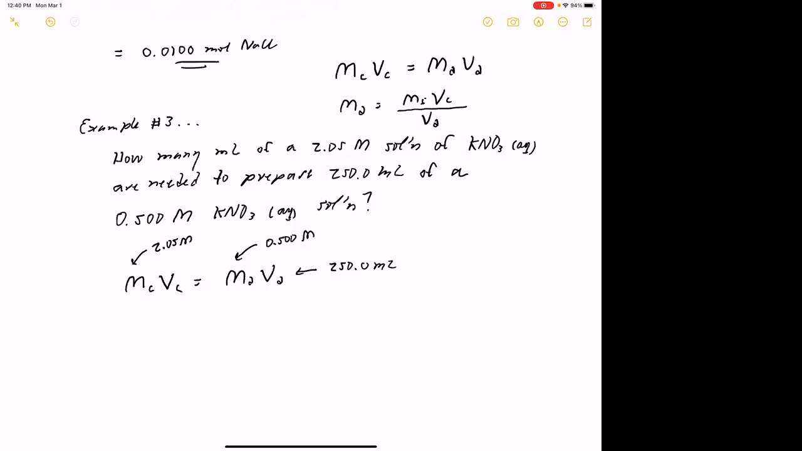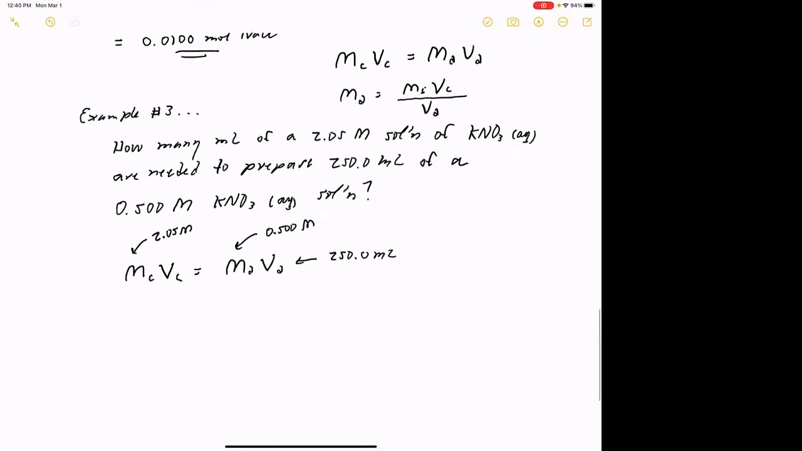Another nice thing about this is that this equation works for any concentration unit. You don't have to just use molarity. You could use any other concentration like percent by mass or parts per million or whatever, just as long as the concentration unit is the same on both sides of the equation. In other words, don't mix and match them. In this case, this is fine because they're both molarities.